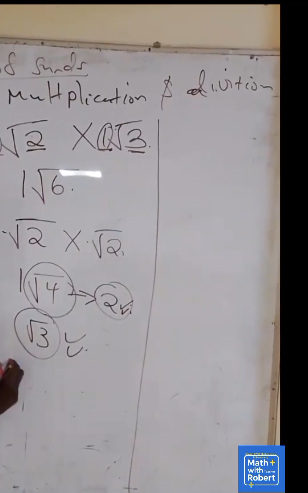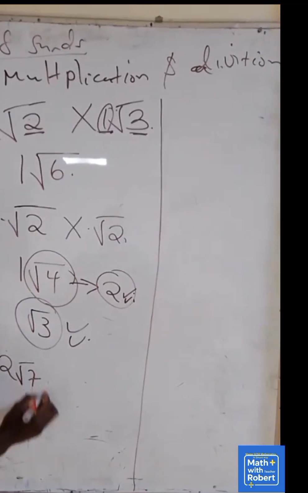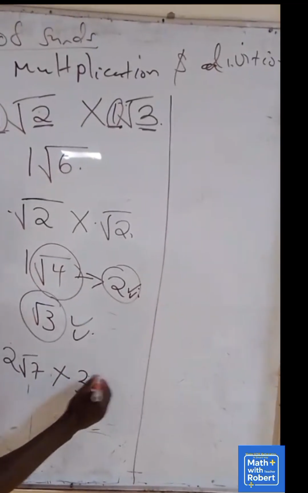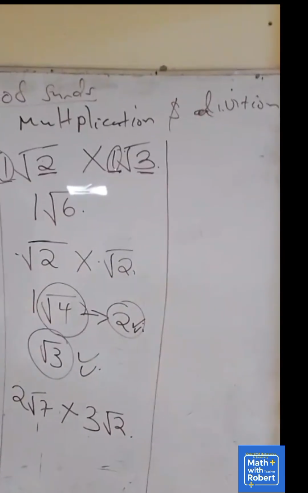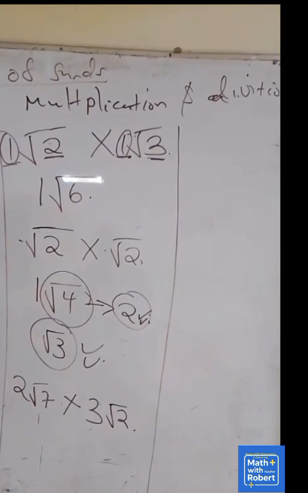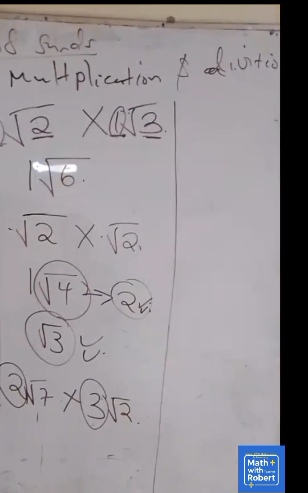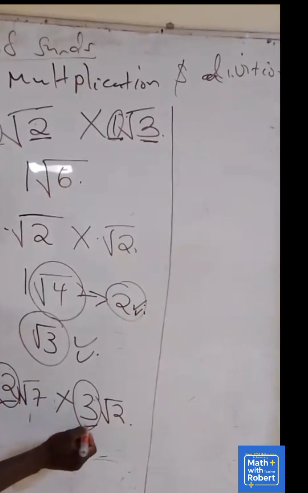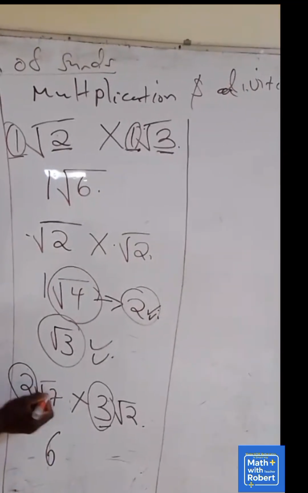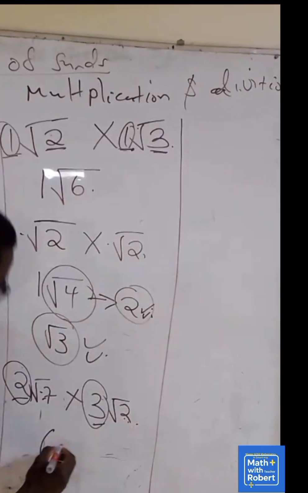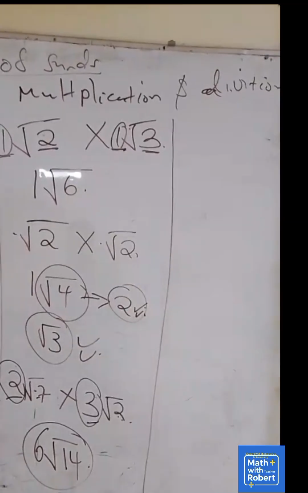So let us do this. It is 2 surd 7 multiplied by 3 surd 2. So I said, in multiplication we multiply the numbers outside the bracket first, then the numbers inside the brackets. So here we have 2 times 3, that is 6. Then inside the surds we have 7 and 2. So 7 times 2, that is 14. So we have 6 surd 14. So that is the answer.